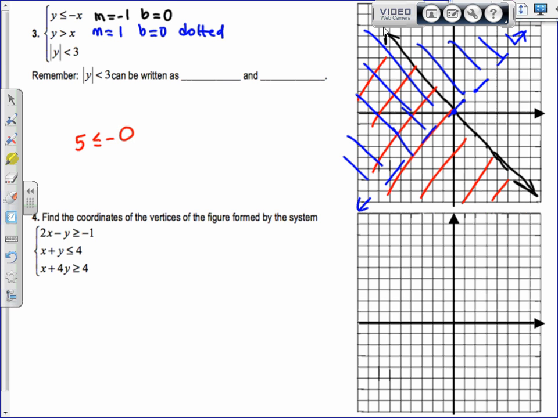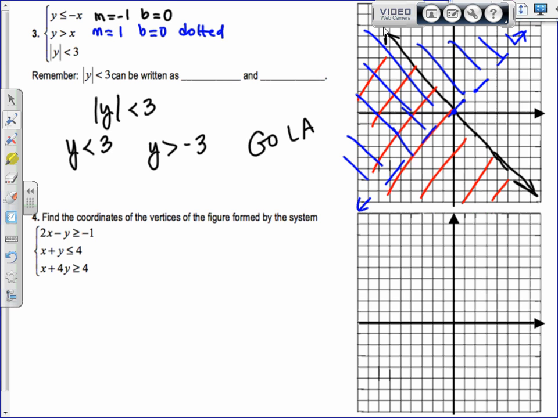So if you think about it, back when we first learned absolute values in chapter 1, if I had the absolute value of y is less than 3, I broke it into two pieces. I said y is less than 3, and I also said y is greater than -3. You remember that? And I talked briefly about GO LA, how I had a student that learned it that way. Greater than means or, less than means and, so there's an and in between. Or the way I always said is if it's pointed, so if you have an arrow that points in towards the absolute value, they point in towards each other, they overlap in the middle. Do you remember all that? All right, so anyway, so we have two inequalities.